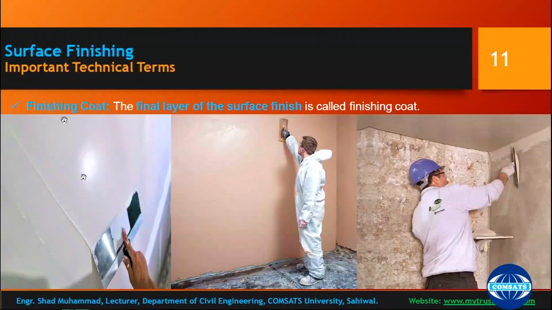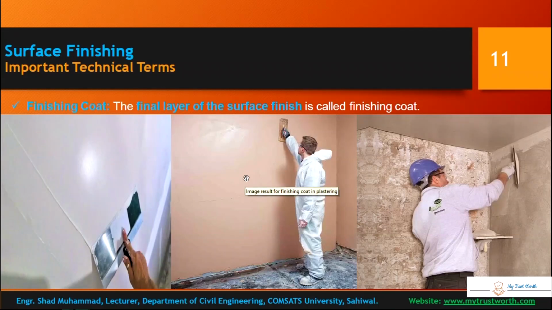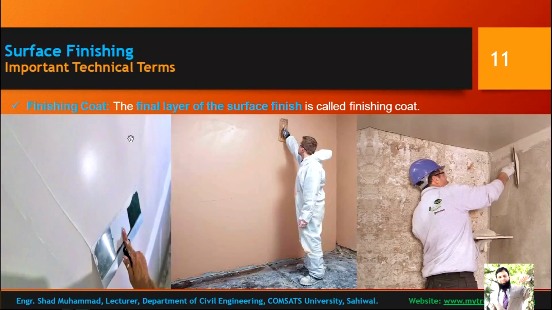Alright, finishing coat. The final layer of the surface finish is called the finishing coat. Its basic purpose is appearance, and this layer is the thinnest layer. The finishing coat is the thinnest layer among all the coats. By coat we mean layer.